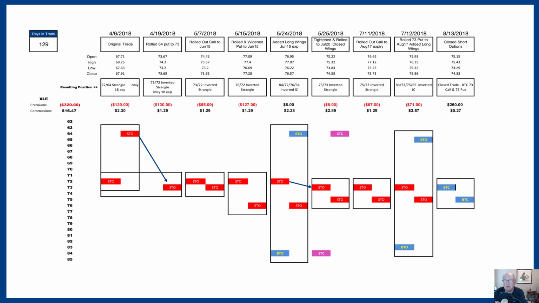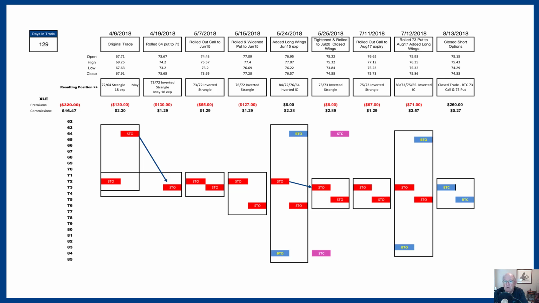Now, here's an illustration that I put together for you. We started out on, as I said, April 6, 2018. The original trade was a 72/64 strangle expiring in the May 18 cycle. We sold the 72 call and the 64 put and collected $130 less $2.30 in commission.